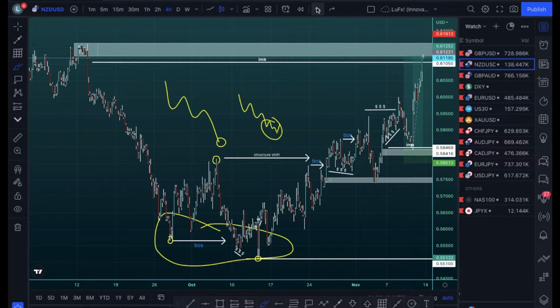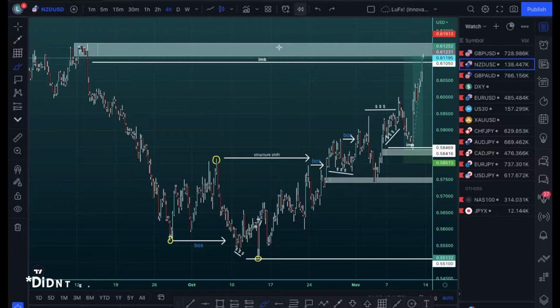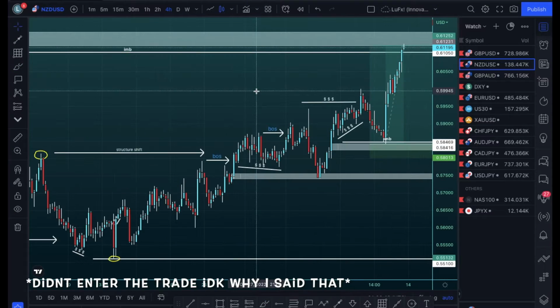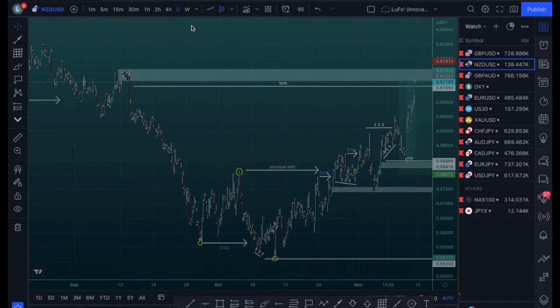But this is just a short-term trade and the probabilities were there, so I took it. So let's go ahead and explain it now since I'm done talking about it.